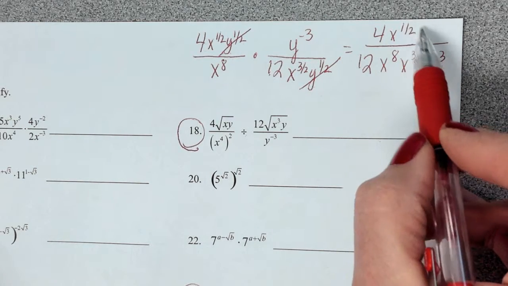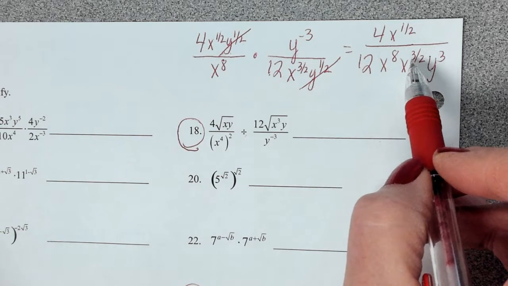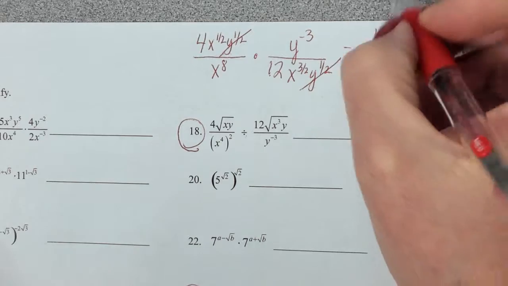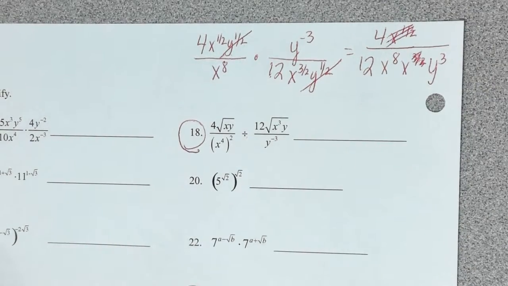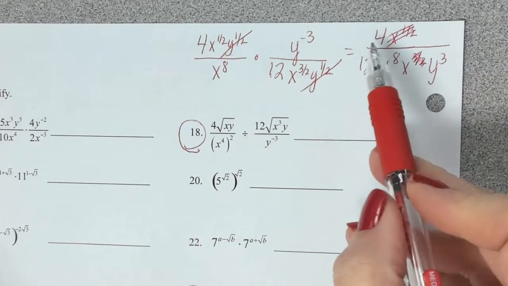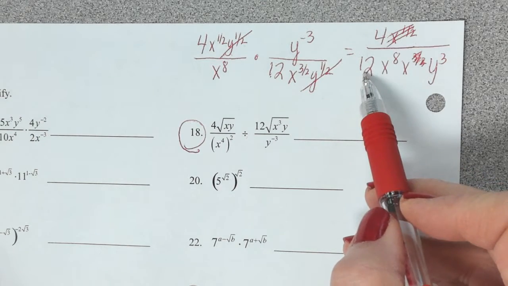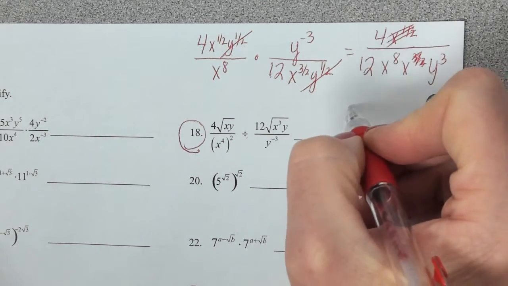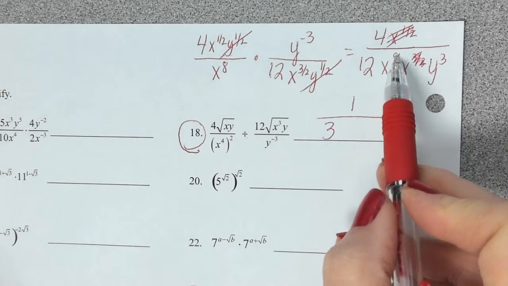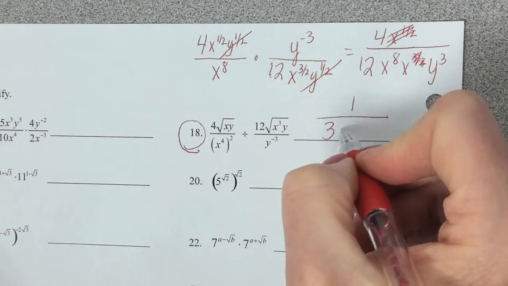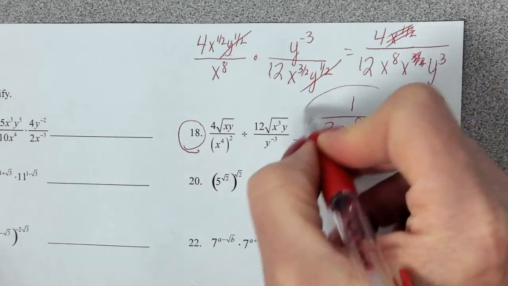So what is 3/2 minus 1/2? 2/2, which is 1, right? So I'm just going to have one x on the bottom. So this is completely gone. And I just have x to the 1st now on the bottom. Now I can also simplify these. I have 4 over 12. What does 4 over 12 reduce to? 1/3. So all I'm going to be left with then is a 1 on the top, a 3 on the bottom. What am I going to have on the bottom as far as the x goes? X to the 9th, y to the 3rd.